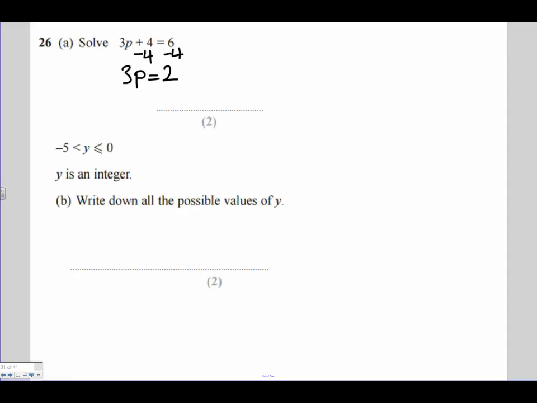3p means 3 times p, so the opposite of multiplying something by 3 is to divide it by 3, and what we do to one side, we do to the other. So 3 divided by 3 cancels each other out, leaving us p on the left-hand side. 2 divided by 3 is 2 over 3. That's what it means as a fraction. 2 is being divided by 3. So you can leave it as this. So p equals 2 over 3.